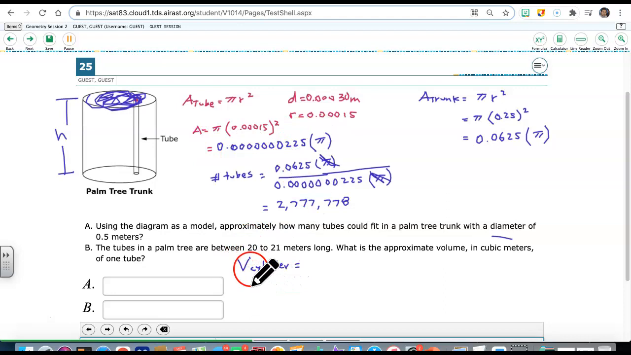Now they're giving me two things. The tubes in the palm tree are between 20 to 21. What is the approximate volume in cubic meters of one tube? So let's get the area. The volume of the cylinder is the area of the circle times my height. The area of the circle in this case is on my tube, so I'm going to bring that.